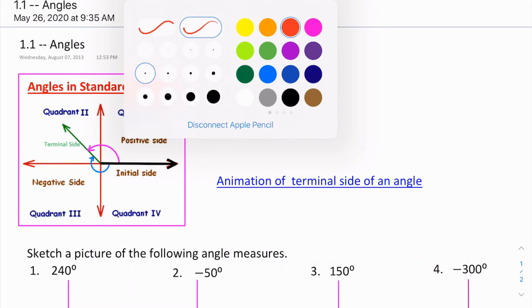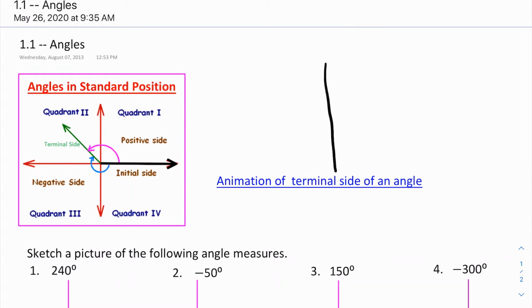So when we measure these, this will be 0 degrees, this will be 90. We have 180 degrees as we go around, that's 270 degrees, and then we get all the way back here, which is 360 degrees.